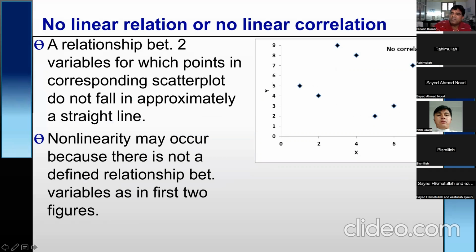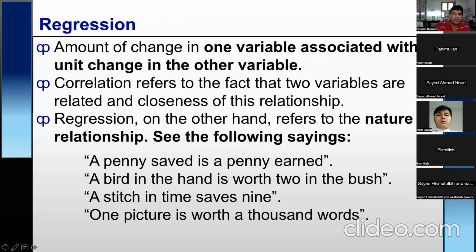So you cannot make a straight line from these points. Therefore, this shows you no correlation. And then regression. What is regression? Regression is the amount of change in one variable associated with a unit change in the other variable. If you make one unit change in X, how many unit changes are there in the Y?